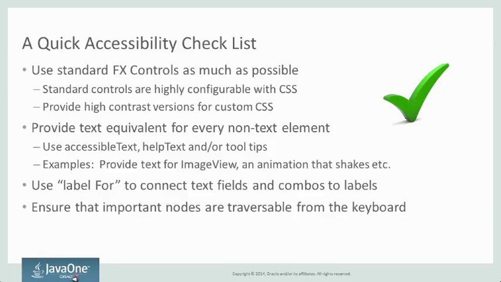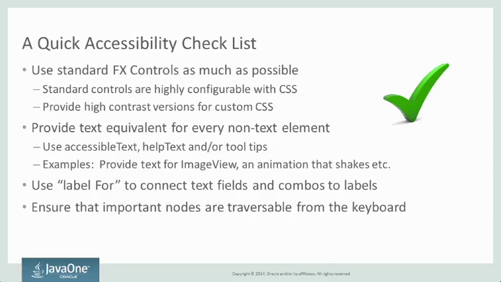So this is a short checklist to make your code accessible. Use the standard controls, and you'll be there. The standard controls are highly configurable, so you can generally get them to do what you want. I'm talking about specifically the screen reader. Have a high contrast version for your custom CSS. So if you add custom CSS, have a high contrast version of that available. You need text equivalents for non-text elements. So Felipe was mentioning if you have an image view that's just a picture of something, use the accessible text property to give a short, meaningful description of it.